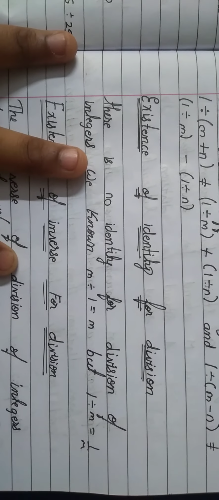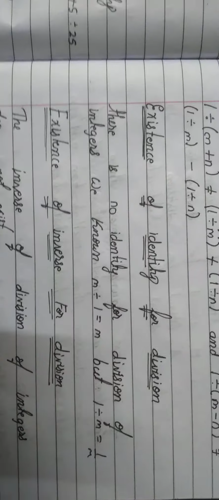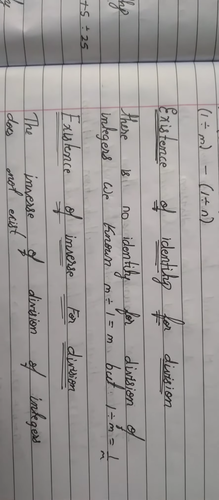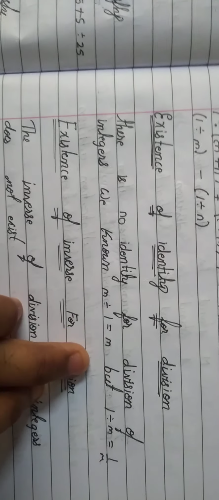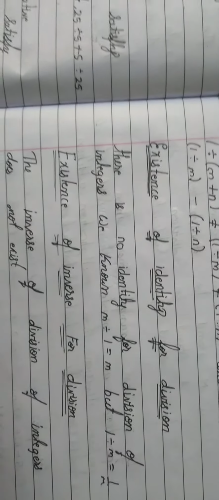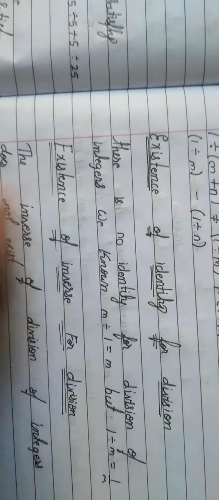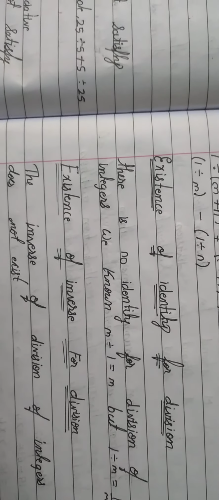Existence of identity for division. There is no identity for division actually. For integers, we know that M divided by 1 is equal to M, but 1 divided by M is 1 by M. So all the time you are not going to get an integer. Sometimes you may get a fraction. So there is no identity for division of integers.